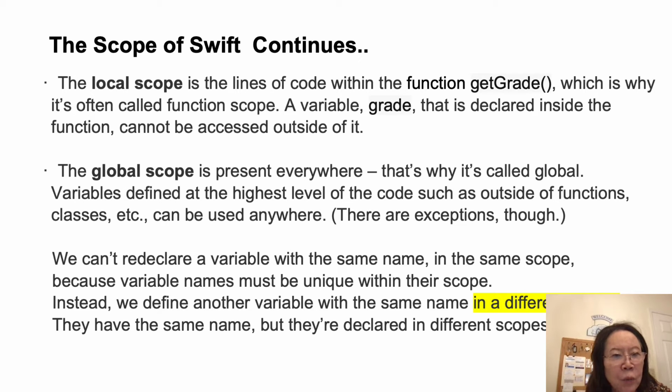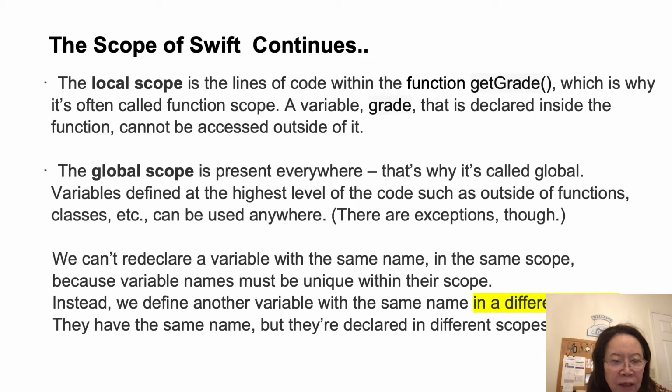The local scope is the lines of code within the function getGrade, which is why it's often called the function scope. A variable grade that is declared inside the function cannot be accessed outside of it. A global scope is present everywhere. That's why it's called global. Variables defined at the highest level of the code, such as outside of functions, classes, etc., can be used anywhere, though there are some exceptions.